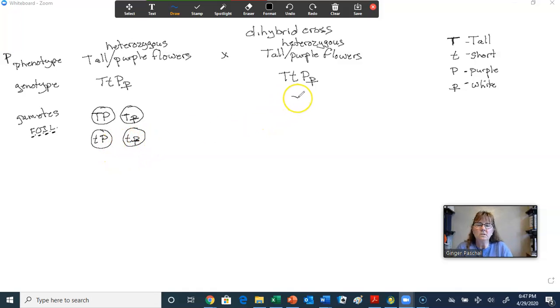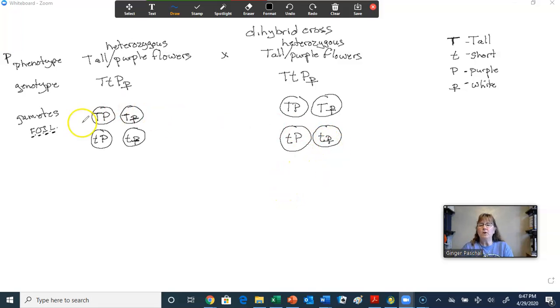Now, this individual is the same genotype, so it's going to produce the same gametes. First, outer, inner, and last.